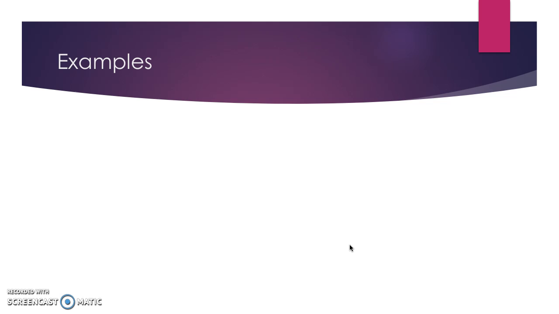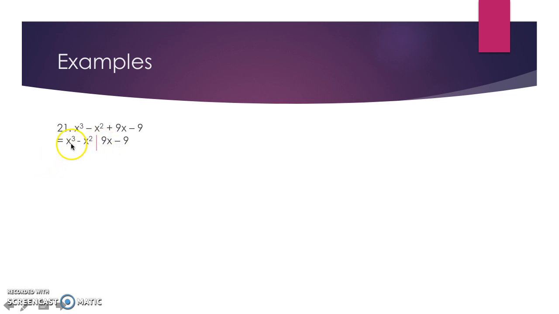Now let's look at some examples. Here's number 21. We have x cubed minus x squared plus 9x minus 9. First, I want to group these together. I want to group the first two terms and the last two terms together. So I'm going to draw a line between both groups.